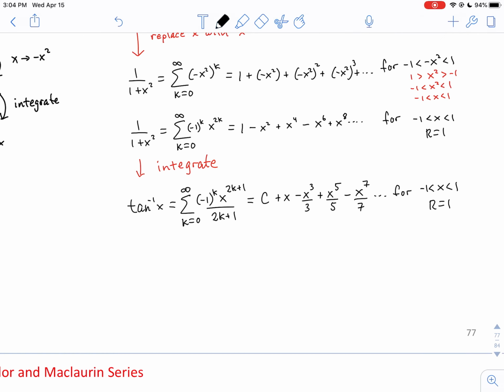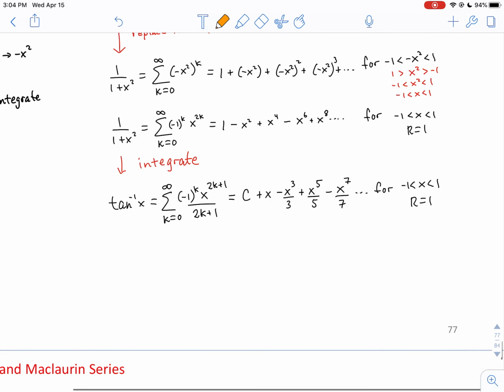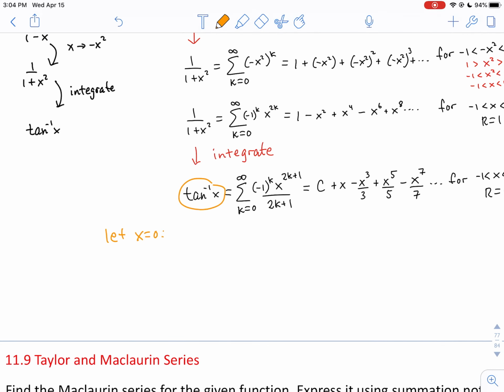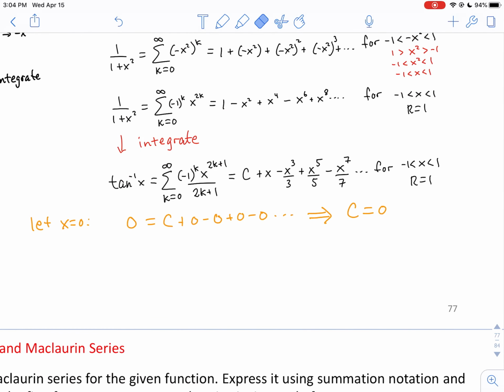Okay, we want to figure out what c is, so just pick a choice of x. 0 is always the easy choice. Let's just worry about the function and the expanded series to find c. Let's not worry about plugging 0 into here. Arctangent of 0 is 0, because 0 is the angle at which tangent is 0. So we're going to get a c and then plus a bunch of zeros. In other words, c has to be 0. So I can rewrite this now without the c.